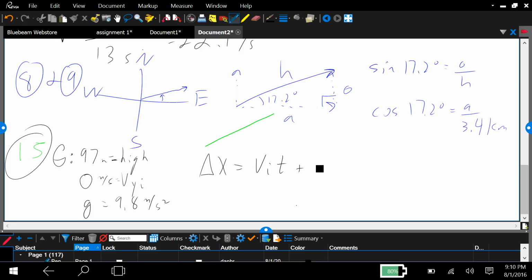And there is something in this formula that we don't know, and that would be time. All right, this isn't the way we have to work the problem, but this is the way a lot of people work problems with projectiles.